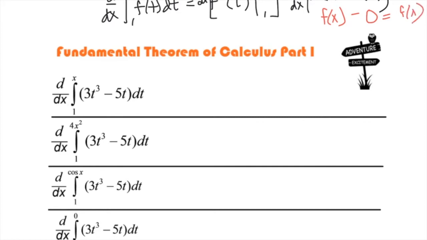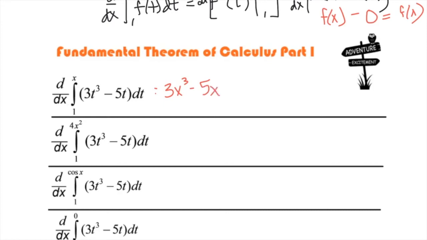So coming down here to this problem, when I take the derivative from 1 to x, again, just 1 is really unimportant. Any constant would have yielded the same thing because when it's plugged into a function, it's a number and its derivative is 0. I end up with the original function, but as a function of x instead of t. So the answer is just 3x cubed minus 5x.